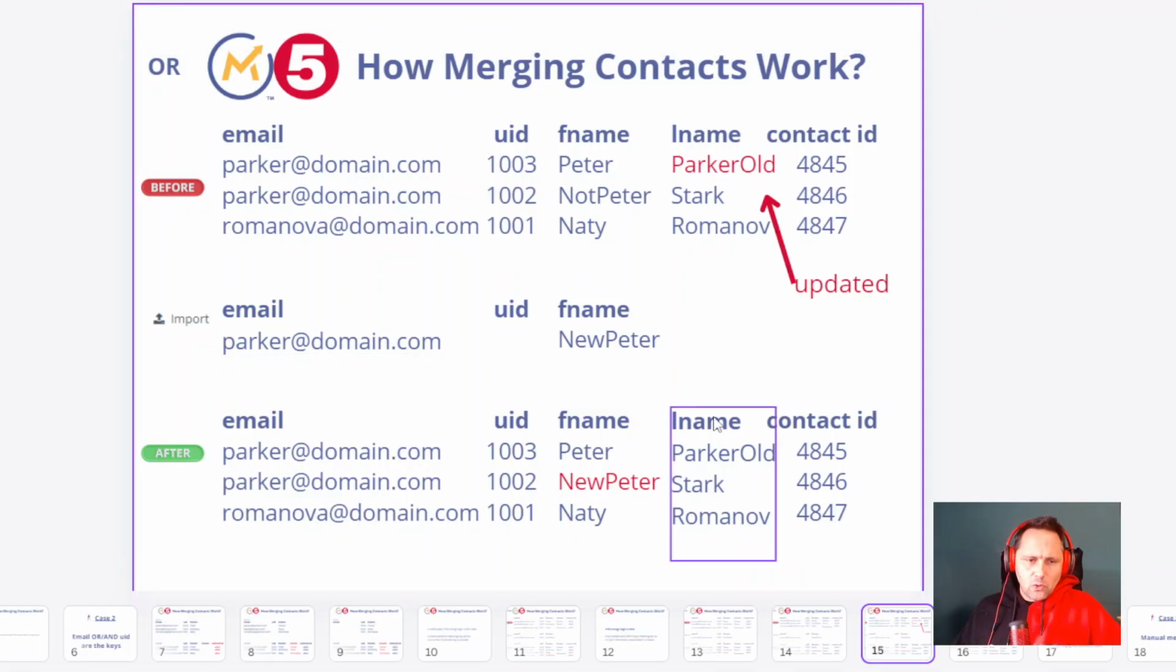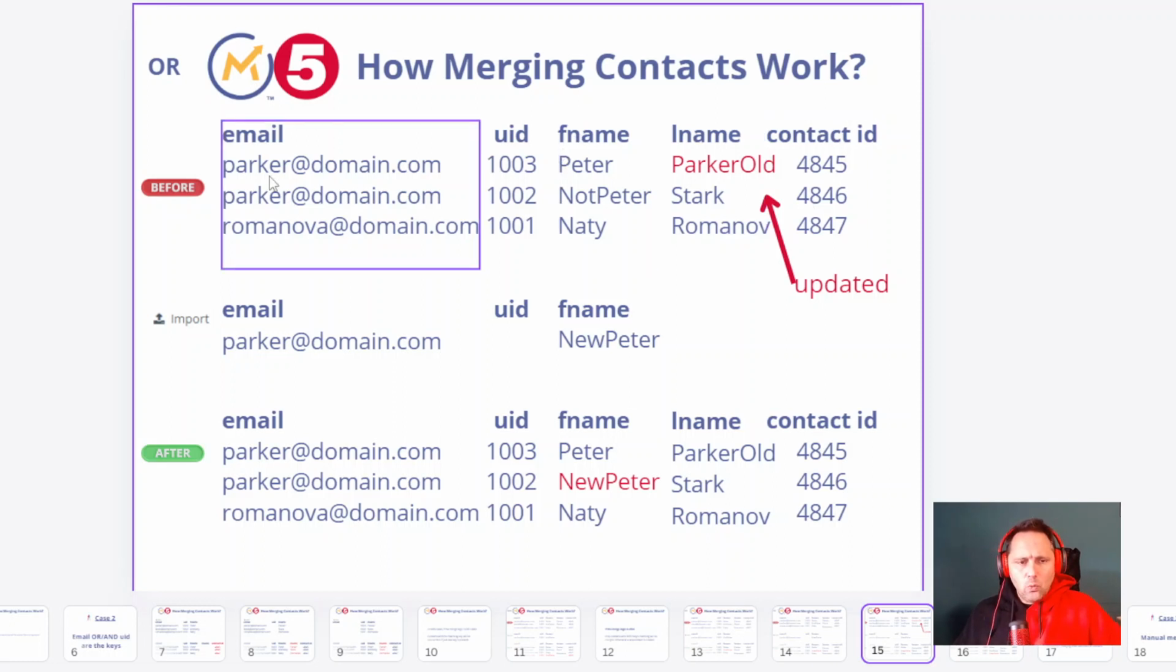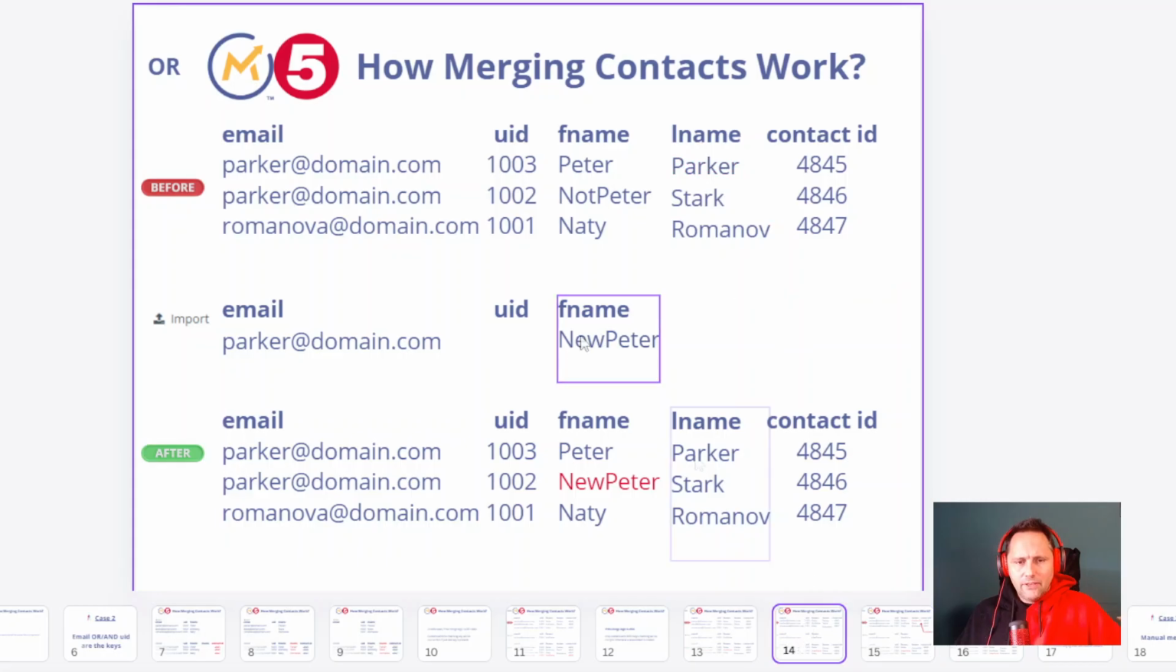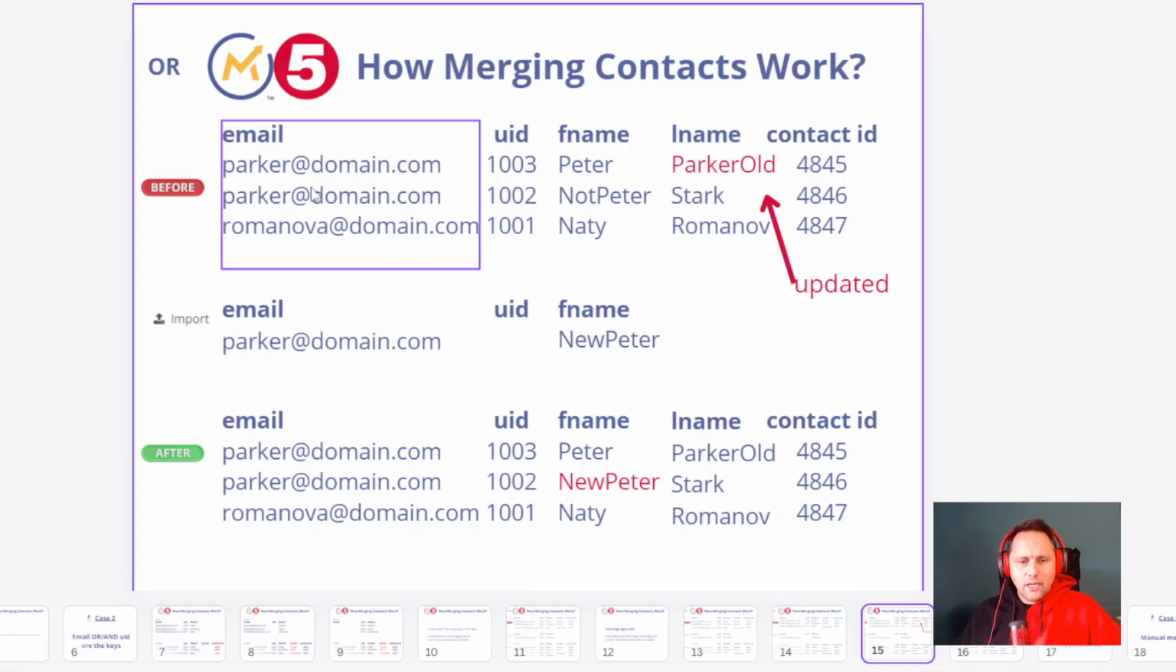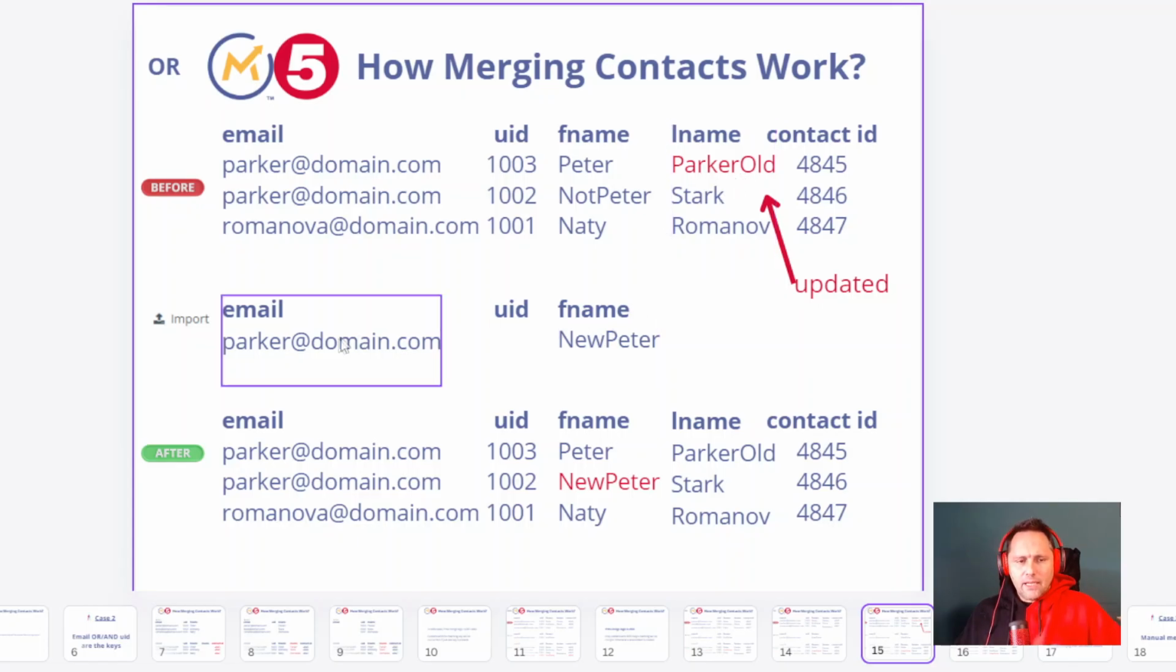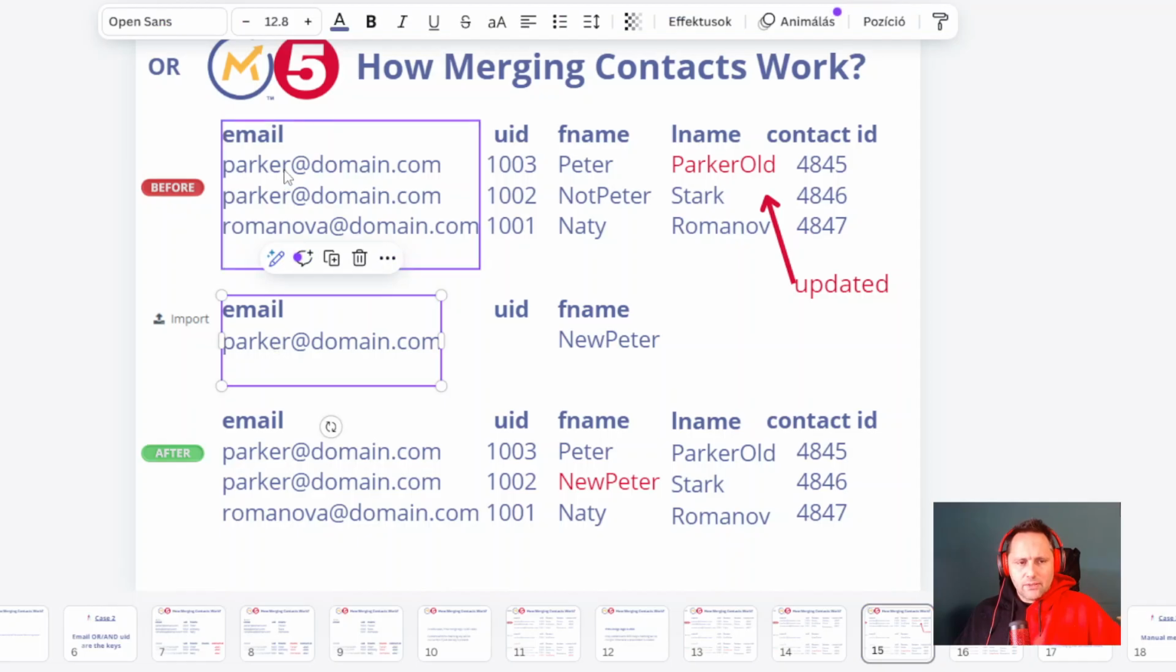Let's make a test. So what I did here is I just to make sure that the priority of merging doesn't depend on how fresh a contact is, but depends on the UID actually. So what I did, I went back, so undid this and went back and said, okay, I'm going to change the name of the Peter Parker, which has the lowest ID. So this is the most fresh contact now in my system. I changed his name to Parker Old. And then I imported based on the email address.